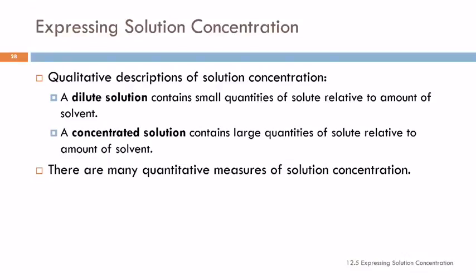So we talked about saturated and unsaturated. Other descriptions include dilute and concentrated. Dilute, these are relative. Dilute just means that there's a small amount of solute, and concentrated is a large amount of solute. And then we have many quantitative measures of solution concentration.